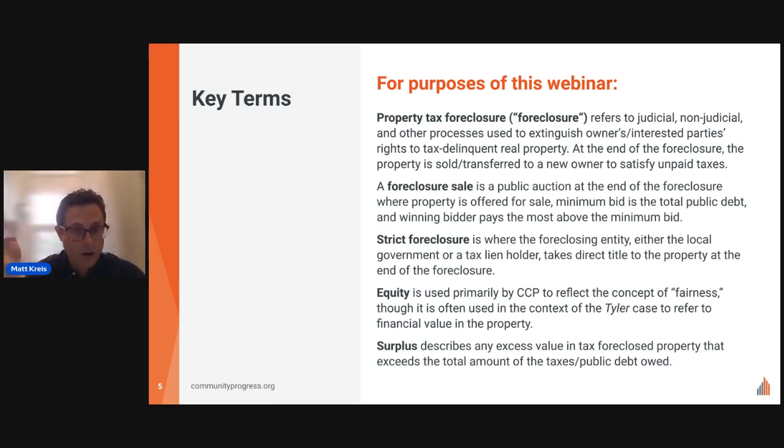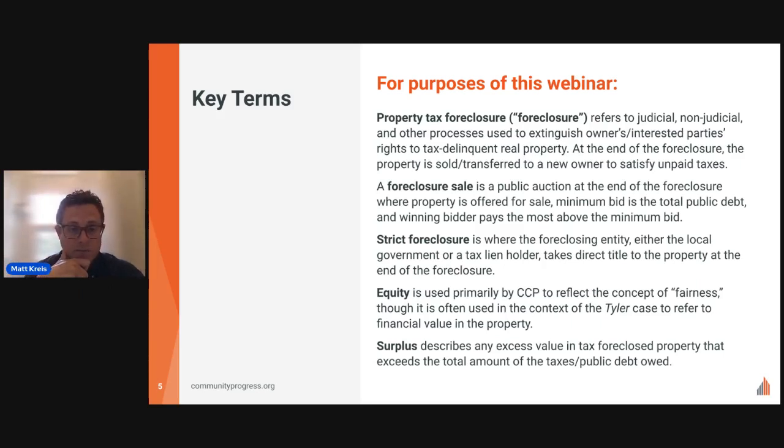At the end of the foreclosure, in many jurisdictions, there's a foreclosure sale. And when I use that term, I mean a public auction at the end of the foreclosure where the property is offered for sale. The minimum bid at that public sale is the total public debt, and we'll get into that a little later. And the winning bidder pays the most above the minimum. I'll use the term strict foreclosure. And that's what I mean when there isn't a public foreclosure sale and the local government maybe takes title to that property without offering the property for sale. And they take direct title to the property at that point.